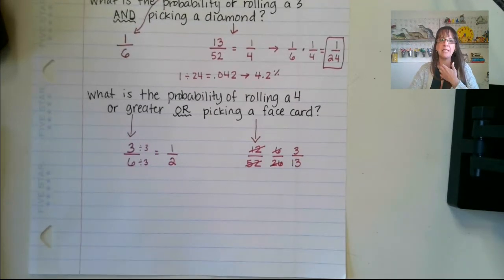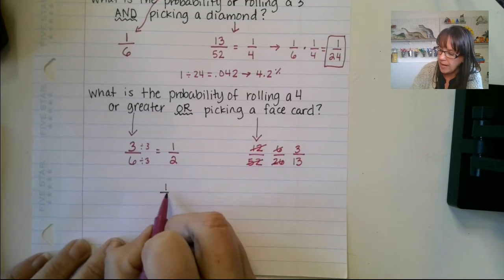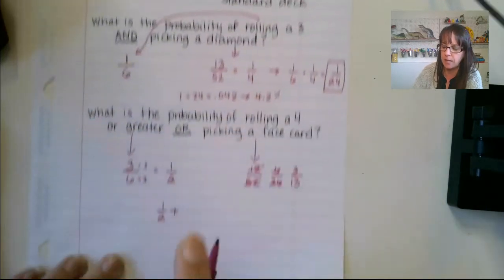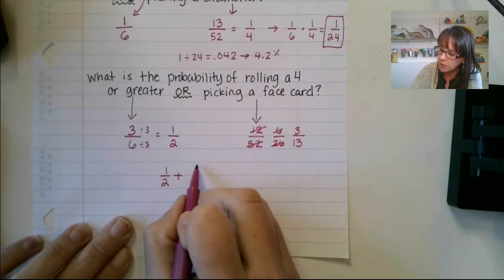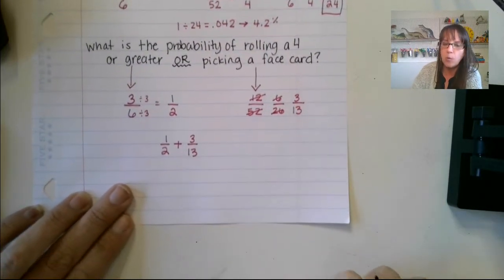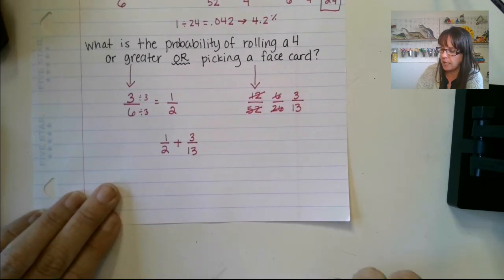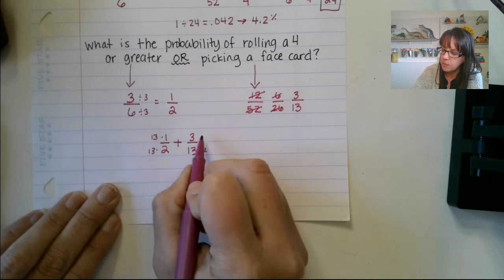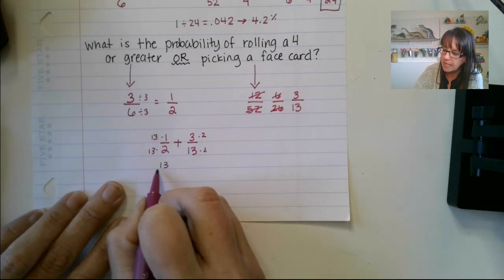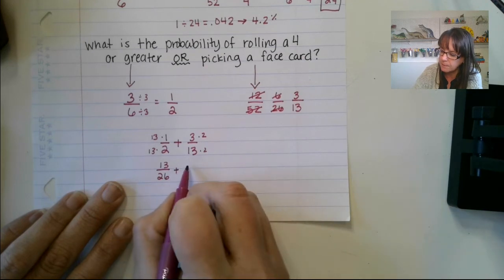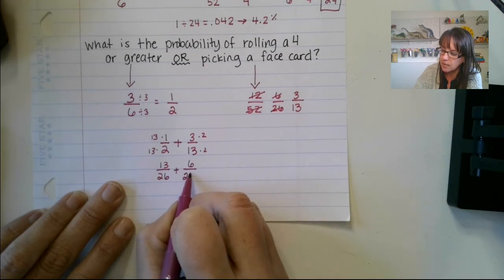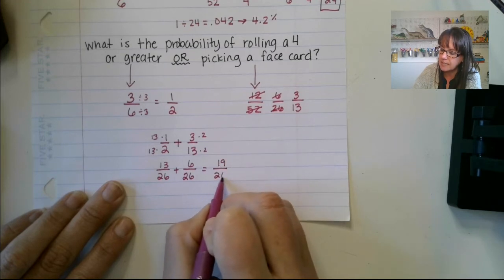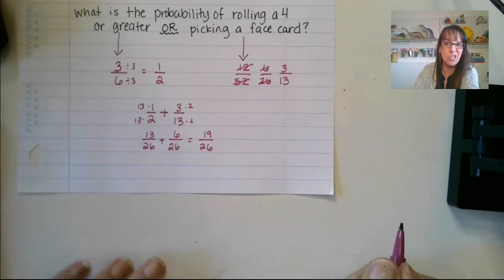So we have 1/2 plus, and we're doing "or," so remember, "or" means add, 1/2 plus 3/13. When we add fractions, we have to have a common denominator. So I'm going to multiply this by 13, this by 13, this by 2, this by 2, and I end up with 13 out of 26 plus 6 out of 26. That gives me 19 out of 26. 19 out of 26, that's pretty high.